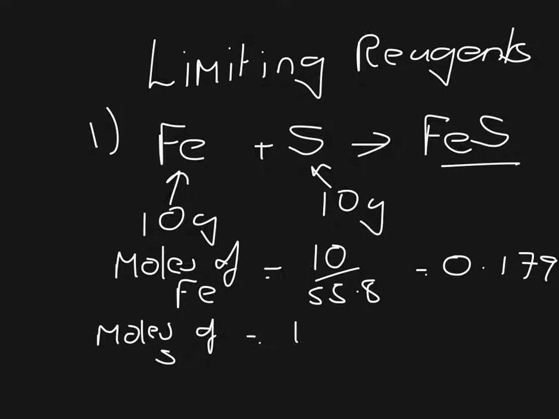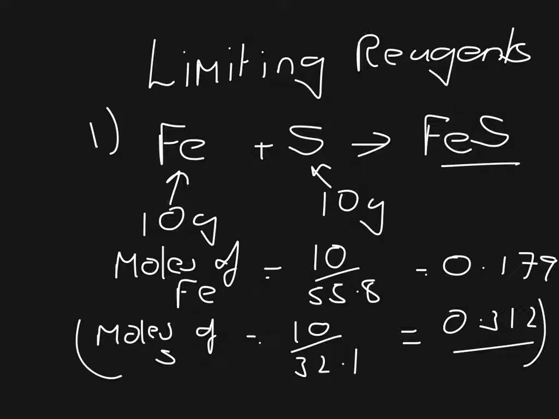Okay, how about moles of sulfur? Well, that's going to be 10, but now divided by the molar mass of sulfur, which is 32.1. And that comes to 0.312 moles. So you can see I have got more moles of sulfur than I have of iron, and therefore the sulfur is in excess.